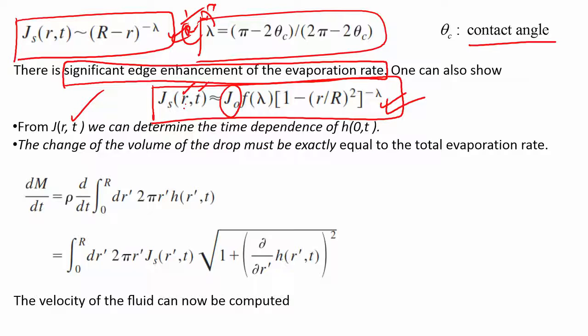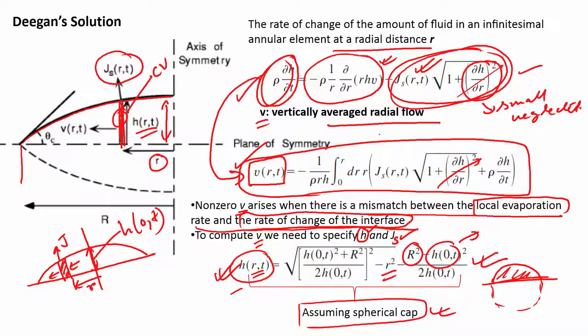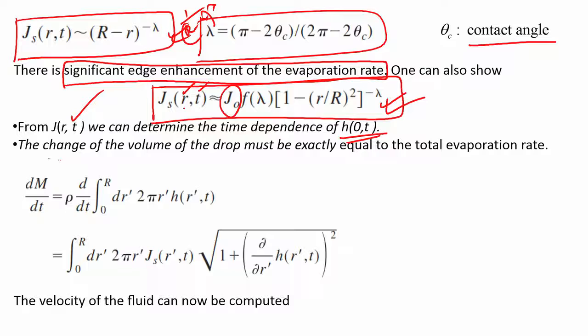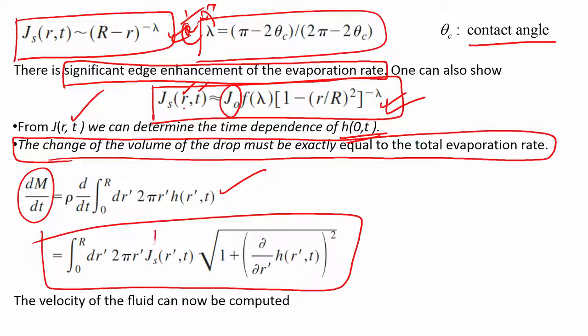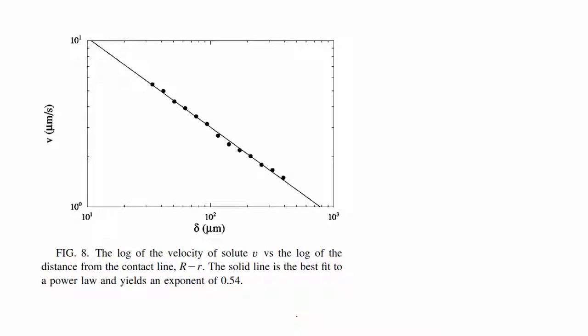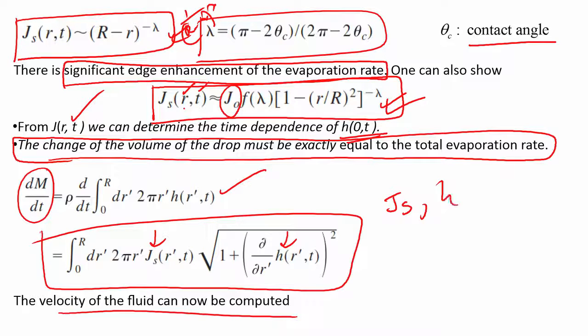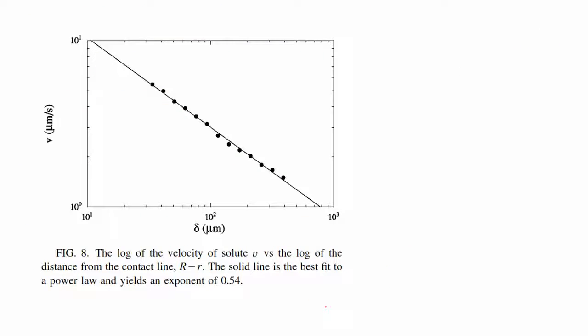We can determine the time dependence of H naught t, that means the height of the apex, because the height of the apex is right there. The change in volume of the drop must be exactly equal to the evaporation rate. So if we write the rate of change of mass of the drop in terms of this integral formulation, you get this expression with Js and correspondingly H. The velocity of the fluid can now be computed using the values of Js and H, and Deegan showed that this is the velocity.